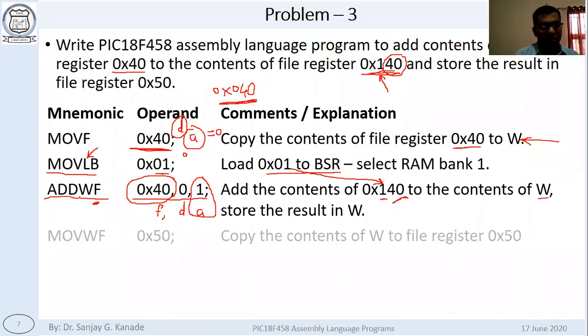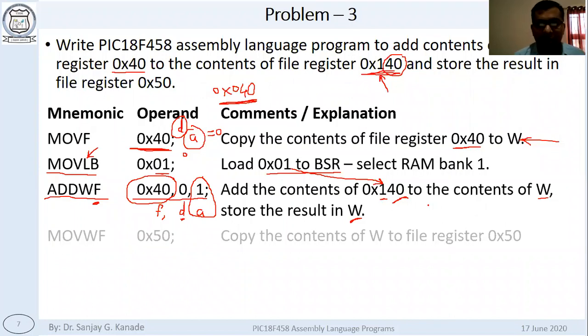And what this instruction says is, the contents of this location are added to the contents of W, and the result is stored in W. Why W? Because D is equal to 0 here. When D is equal to 0, the destination is W. If D was equal to 1, the destination would be this file register, so the result would be stored in this register. Okay, so you got this point.